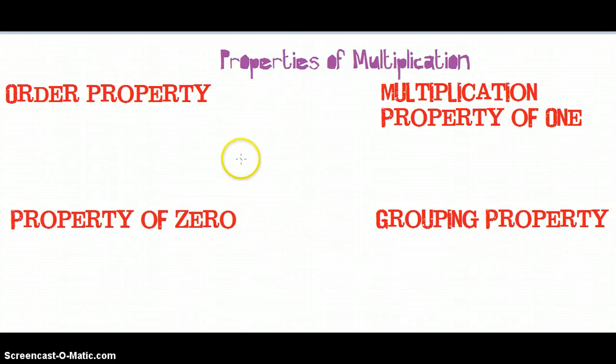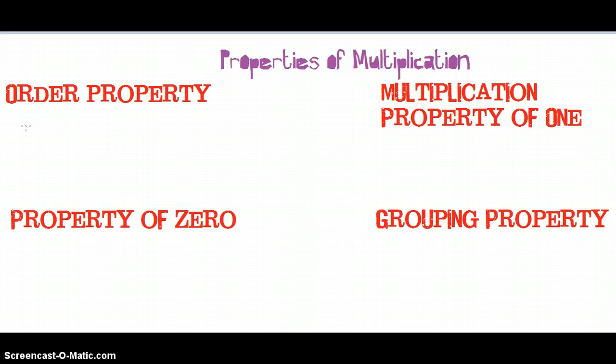Today's lesson is about the properties of multiplication. The first thing that we need to know when we're working on properties of multiplication is that the two numbers we are multiplying are called the factors and the answer is called the product. So we're going to start with the order property.